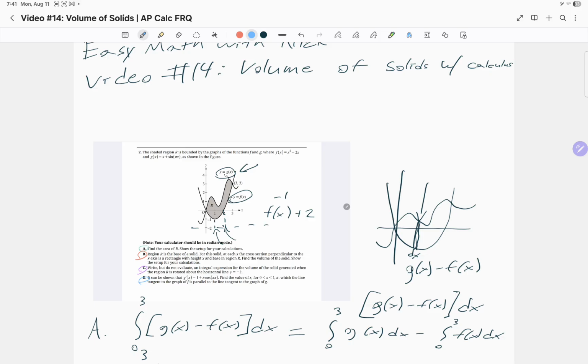Unfortunate. Okay, so D says it can be shown that g prime of x equals 1 plus pi cosine pi of x. Find the value of x, between 0 and 1, non-inclusive, at which the line tangent to the graph of f is parallel to the line tangent to the graph of g. So when we say that tangent lines are parallel, that means the derivatives are equal. So at what point is the derivative of f equal to the derivative of g, right? Because the derivative is the slope of the tangent line, right? And when two lines are parallel, their slopes are the same. So essentially, they're asking in a fancy way, when is the derivative of g equal to the derivative of f?